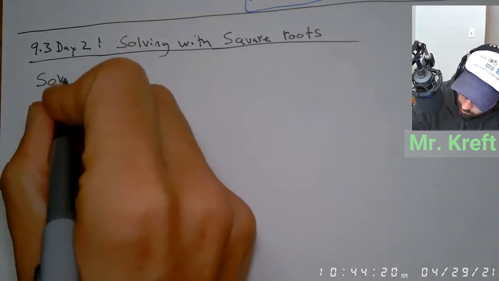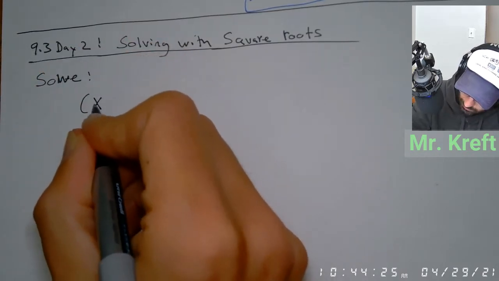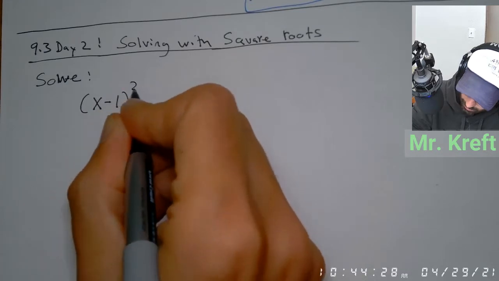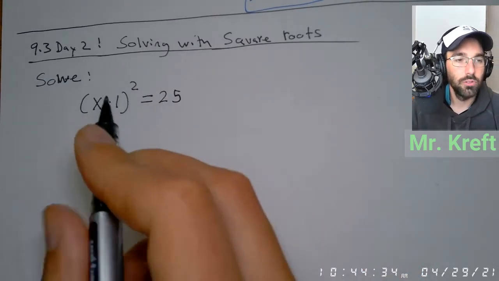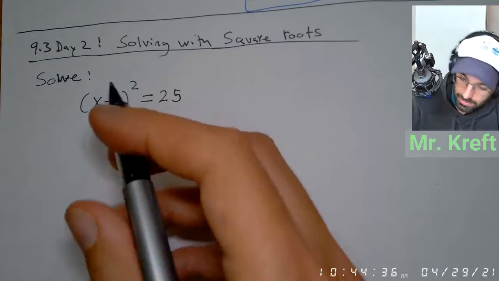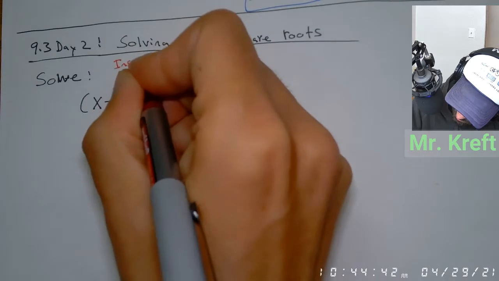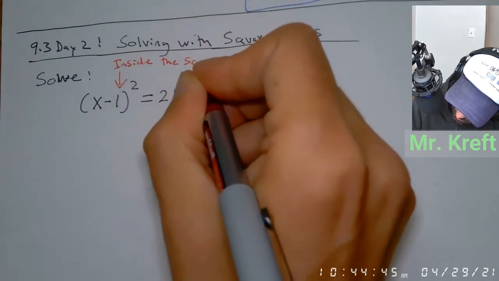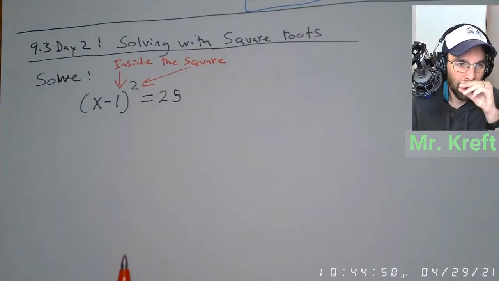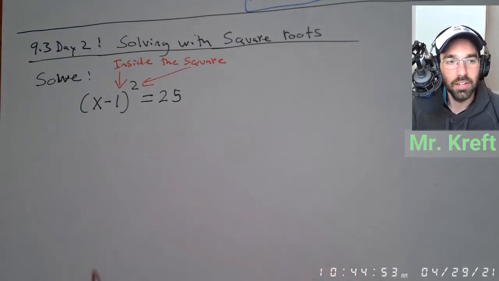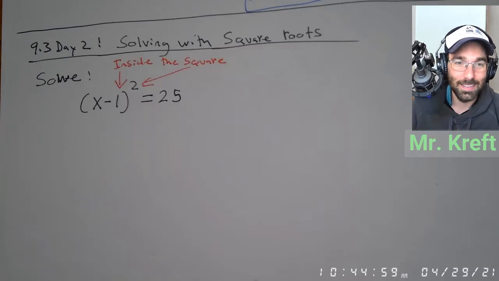So we're going to solve the quantity of x minus 1 squared equals 25. Notice now how with the parentheses, this is inside the square. So it's inside, and that's what we're going to take a look at today. How do we solve things that are inside a square? And the key is you deal with it at the end.